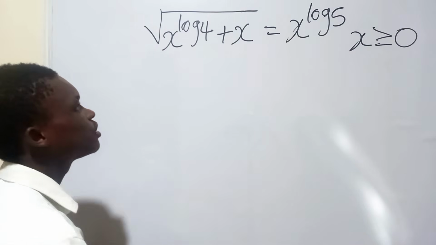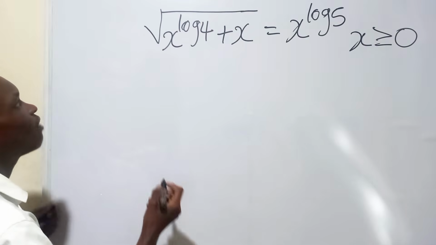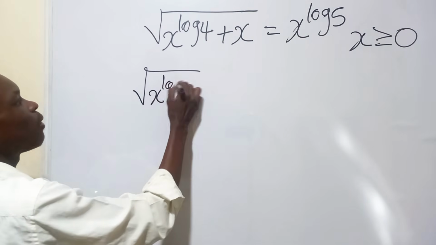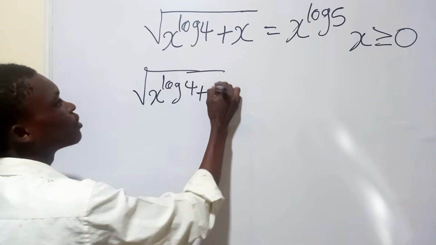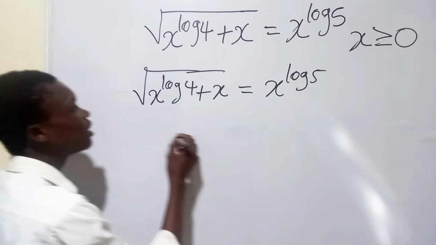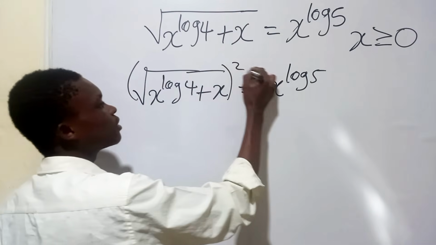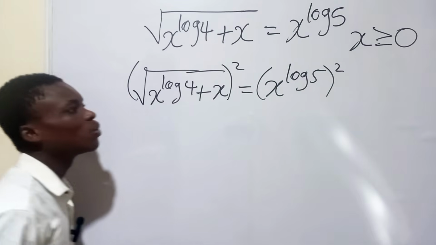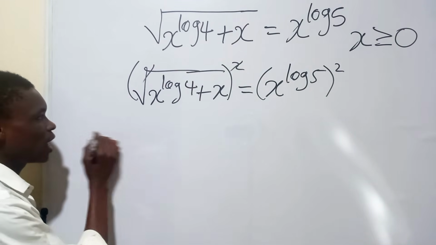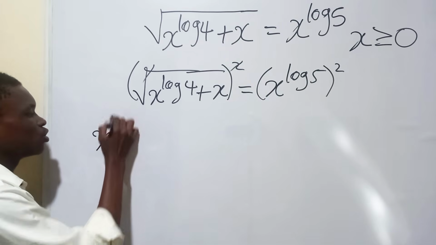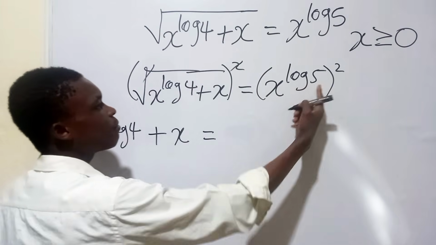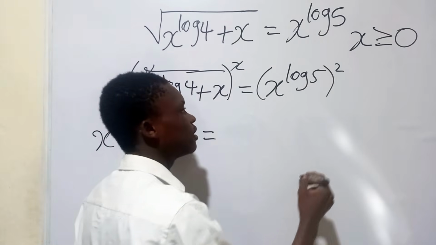If we square both sides of this logarithmic equation, we will have that the square root of x to power log 4 plus x equals x to power log 5. If we square both sides, this square cancels out this square root. And from here, we have x to power log 4 plus x equals, from here, we'll apply the power law of indices.